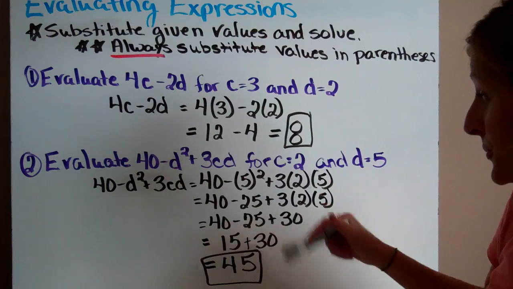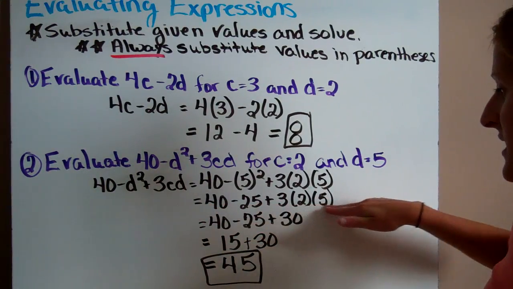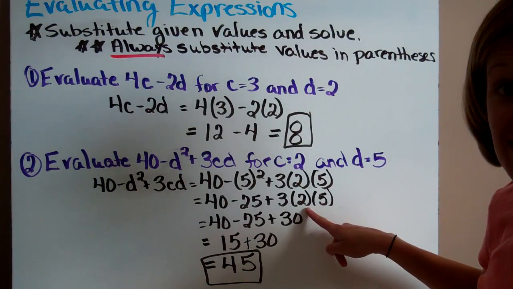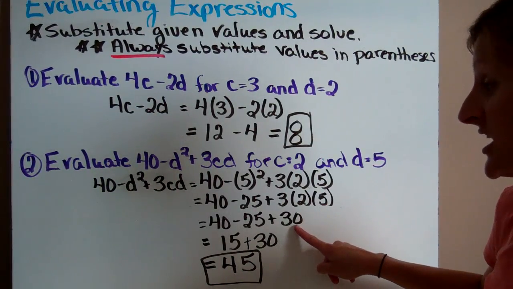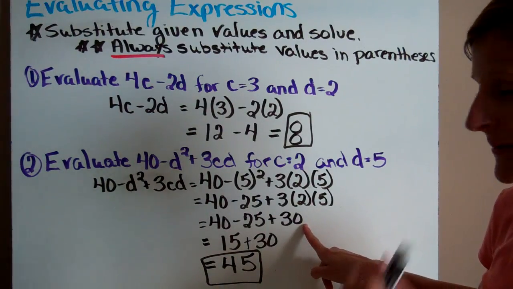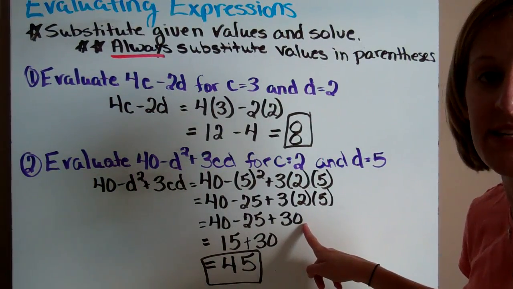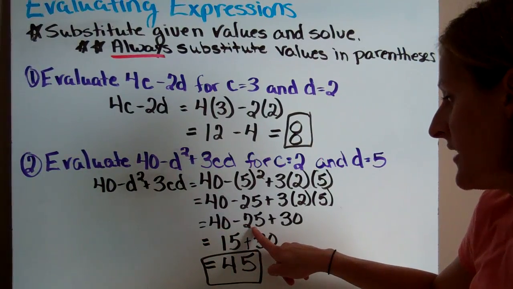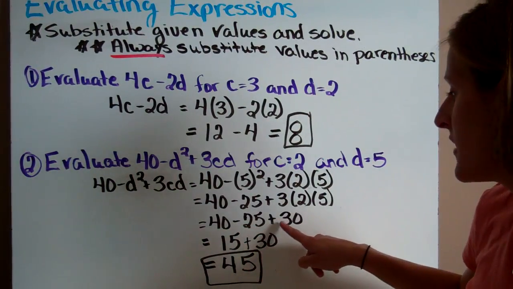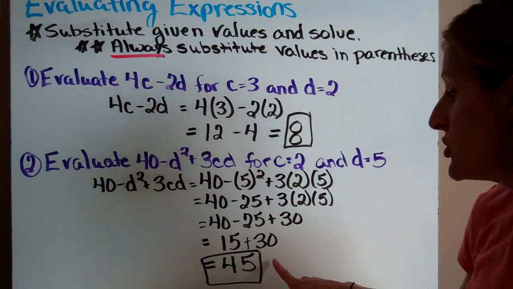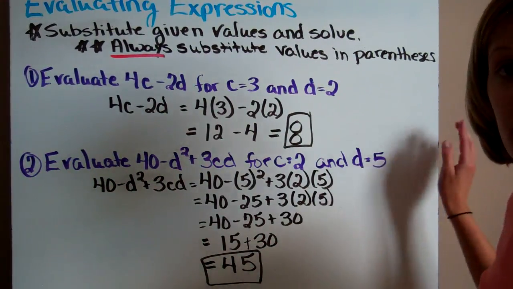Well, I have no multiplication or division, but back here I have multiplication. 3 times 2, which is 6, and then 6 times 5 is 30. So all of that is done, and it gets you 30. Now I need to do addition and subtraction left to right. So I have 40 minus 25, which is 15, then the plus 30, which gives you 45. So your answer for this one is just going to be 45.